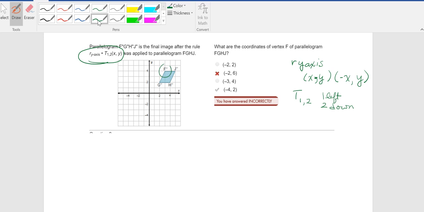So we want to take those coordinates of F. F has coordinates 3, 4. The first thing we're going to do is that reflection across y. So that's going to be -3, 4. So we go to -3, 4. And then we take it 1 to the left and 2 down. So my answer is -4, 2. -4, 2. So you want to go in the opposite direction.